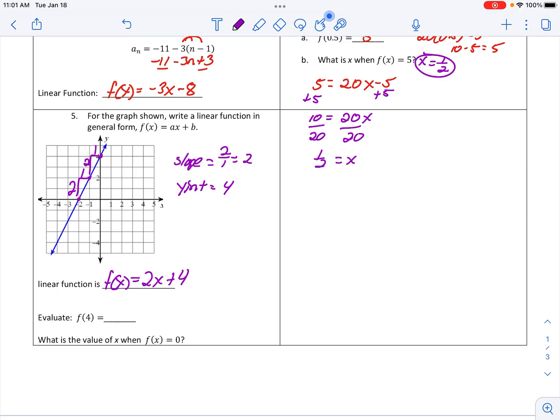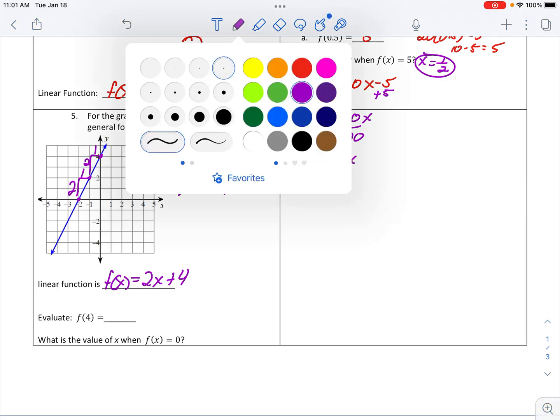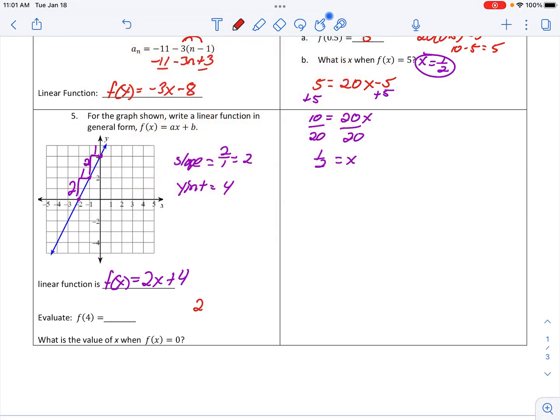When x is 4, I'm going to use my equation there and plug in 2 times 4 plus 4, which is 8, and 8 plus 4 is 12, which would make sense. 4 comma 12 is way off the graph up there.